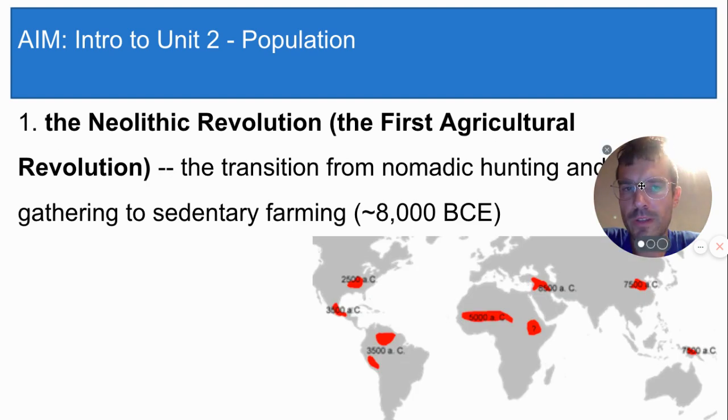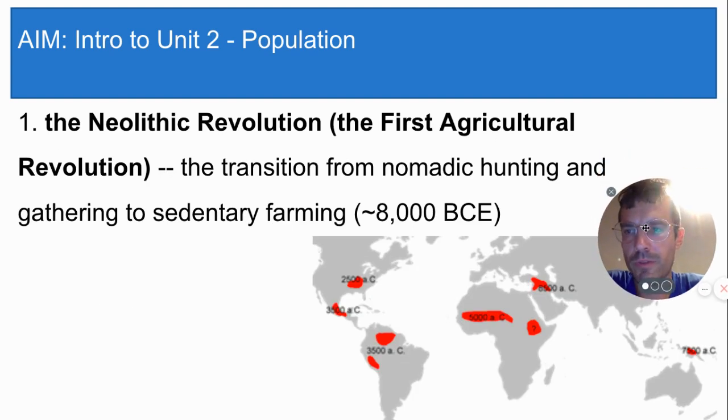The first event is called the Neolithic Revolution, and it is when humans discovered agriculture. In the course of this year, you will learn about 4 agricultural revolutions, 4 different revolutions, and the Neolithic Revolution was the first of them. That's why it's also called the first agricultural revolution.